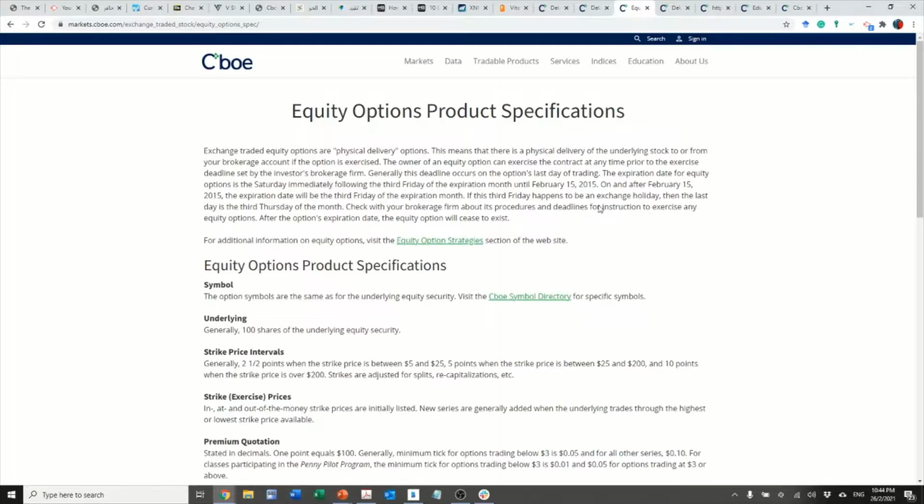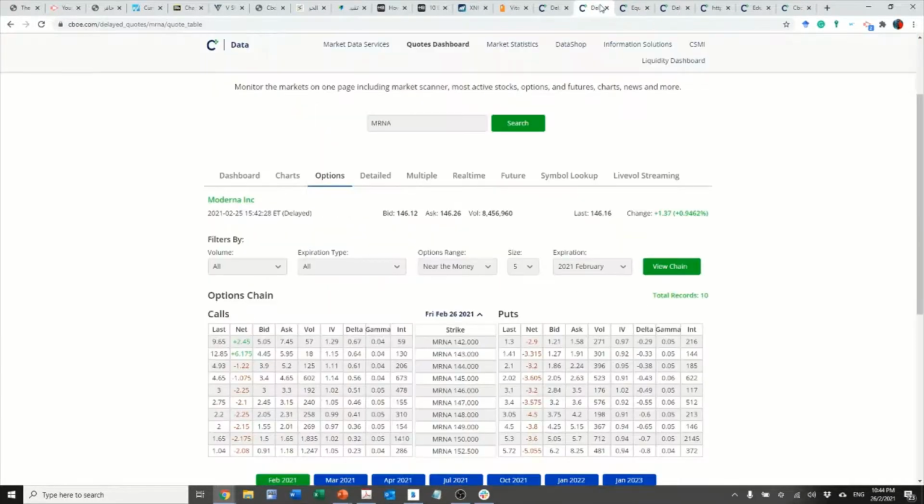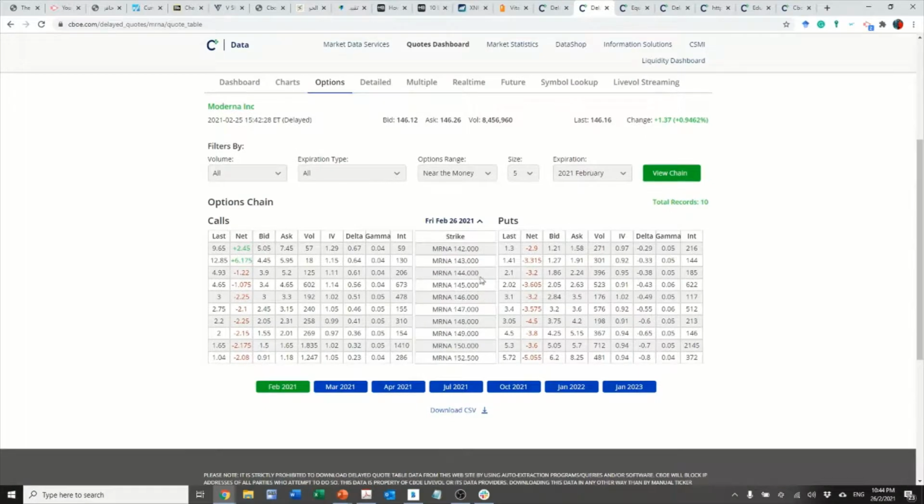That's not only for Tesla. If we look, for example, at Moderna, the strike prices change by $1, which is not what we saw before. Again, it all depends on what the exchange perceives to be meeting the demand of investors.